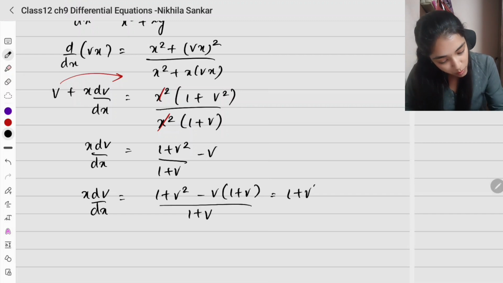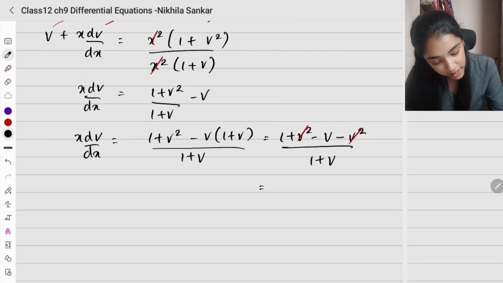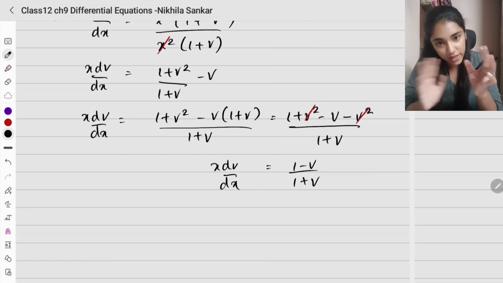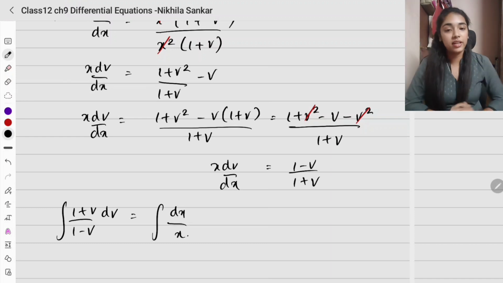So this is nothing but 1 plus v square minus v square divided by 1 plus v. இந்த மாதிரி numeratorல maximum terms எல்லாம் cancel ஆகிறதுக்கு chances இருக்கு. அதனால check பண்ணுங்க. Equals 1 minus v divided by 1 plus v. So this is my right hand side, x dv divided by dx. Now integrating on both sides பண்ணோம் இல்லையா, அதுக்கு v யும் x யும் first ரெண்டு சைடு எடுத்துட்டு போனோம். So I have 1 plus v divided by 1 minus v dv equals dx divided by x. I'm integrating on both sides.